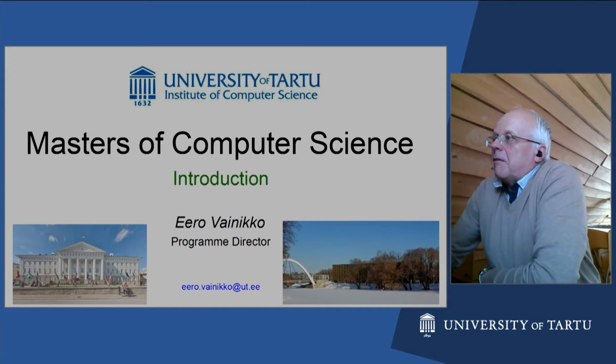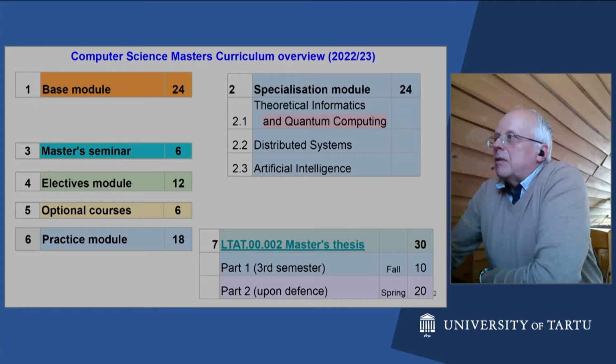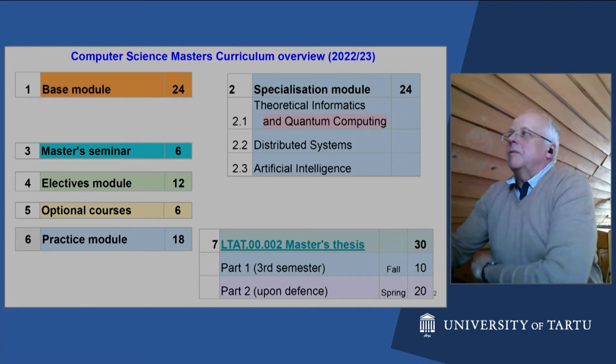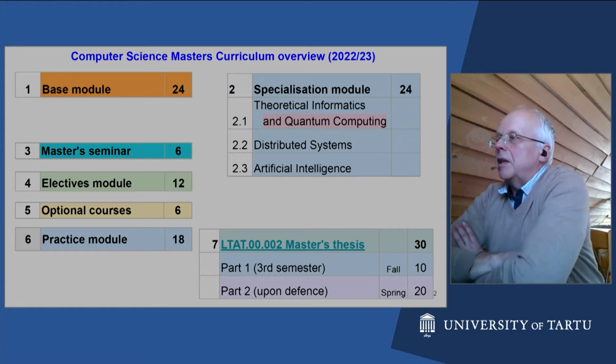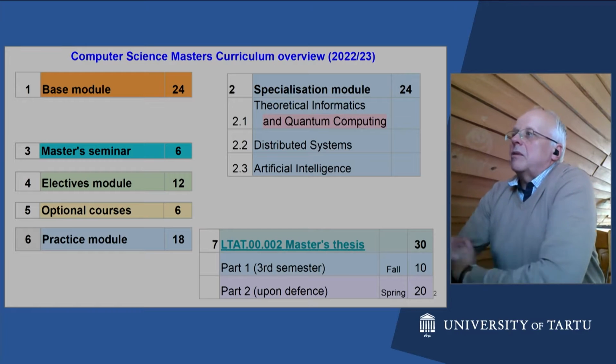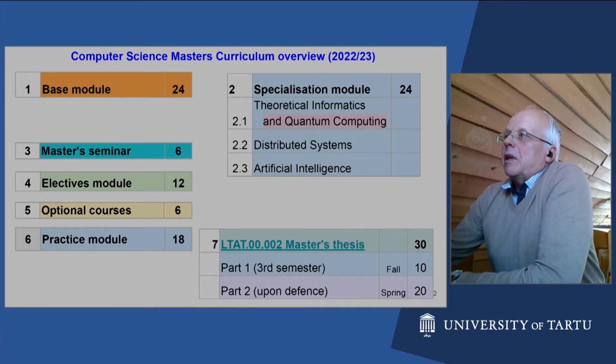My name is Eero Vainiko, and I'm Professor of Distributed Systems at the Institute of Computer Science. And I will talk about the master's curriculum in computer science here. Our curriculum consists of modules, and we have 7 modules altogether. The first one is the base module, which consists of 4 basic courses. And then the second module is to choose from 3 different specializations, whether it is theoretical informatics and quantum computing.